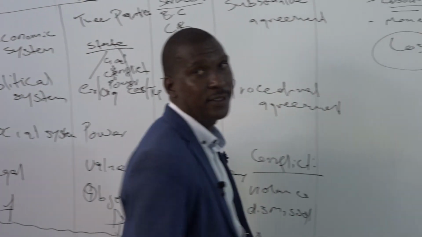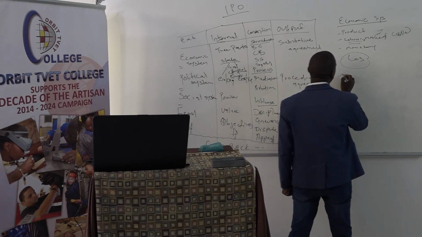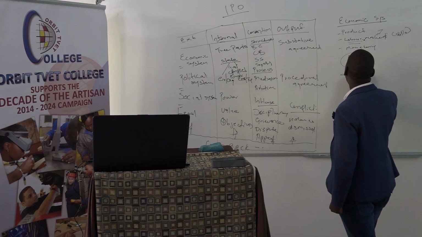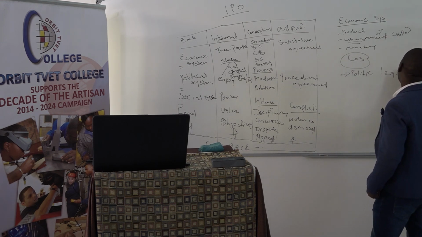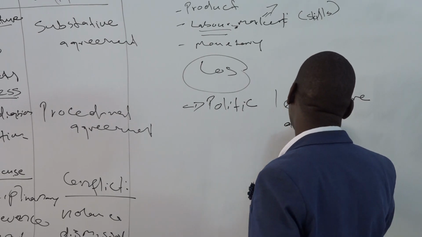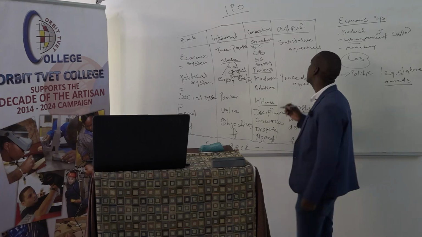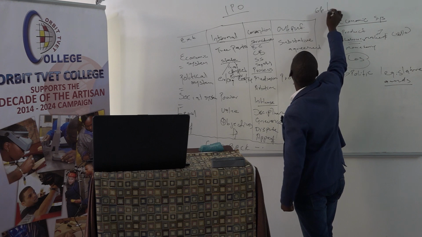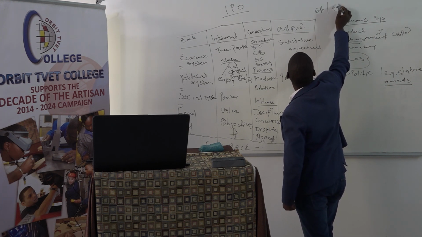Then we are going to politics. The political system, the two things that we are going to discuss under politics: one is legislature, and two is amendments. Amendments, one will remember that we are talking about the Labour Relations Act 66 of 1995.